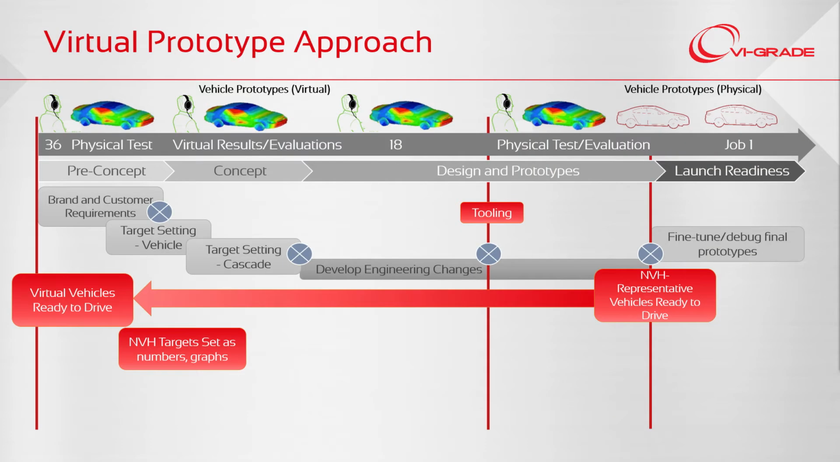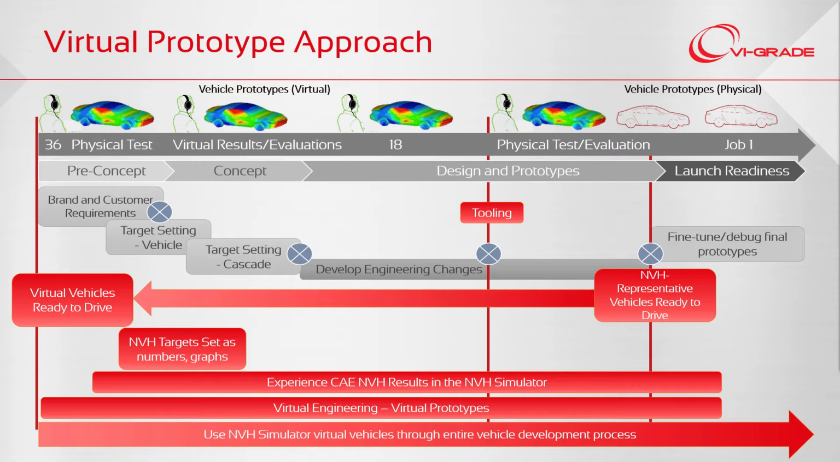Instead, let's move the point where you can listen to the NVH prototypes and design back to the very start of the development program, even before setting targets. Set objective targets, but evaluate them and get agreement that the targets are correct. As you move forward through the development process, you can update the virtual prototype at any point with the latest designs, CAE data, and so forth, and evaluate it instantly.